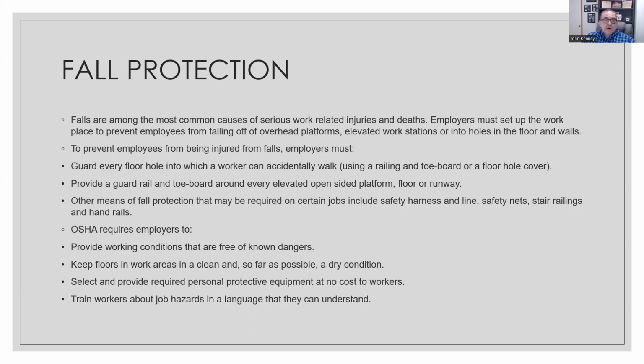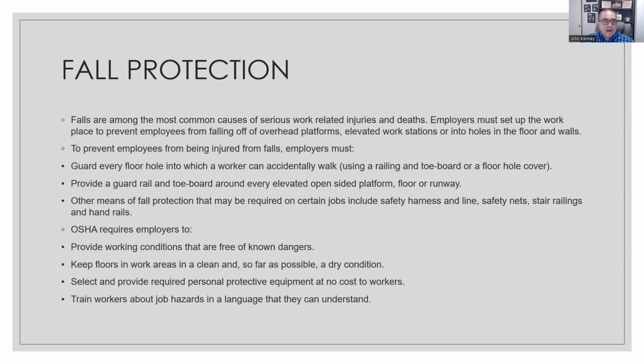Select and provide required personal protection, PPE, at no cost to workers. So it is an OSHA requirement that as an employer, you are to supply all the required PPE to your workers. Now, note on that, if you have a program, or you should have a program, where you're signing these out and they're returning them damaged, then you replace them at no cost. If they are just being lost or mishandled or lost because of neglect, you can recharge them for it or have a program, but that all has to be laid out ahead of time.